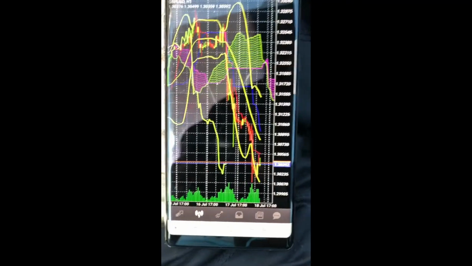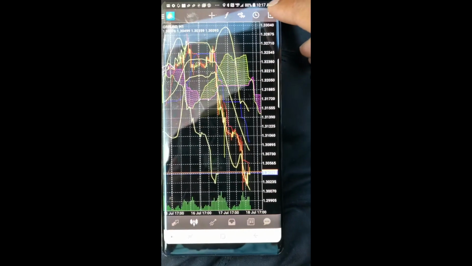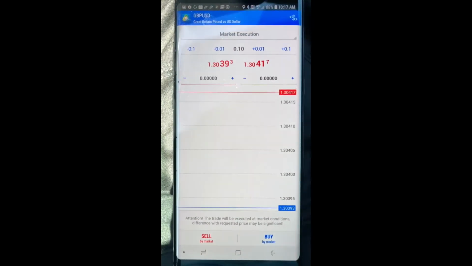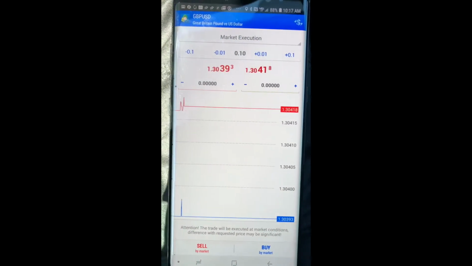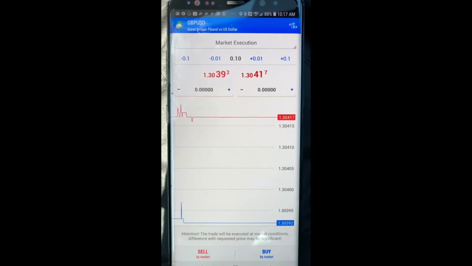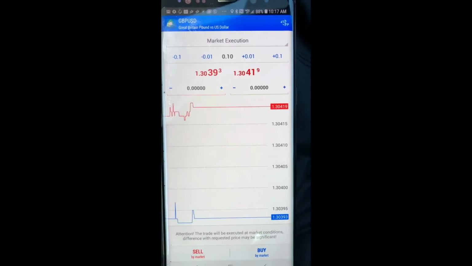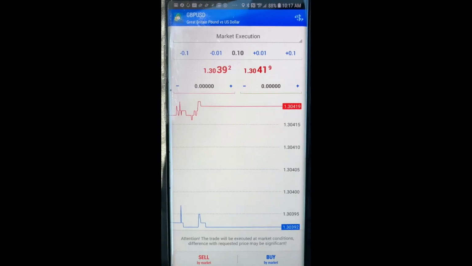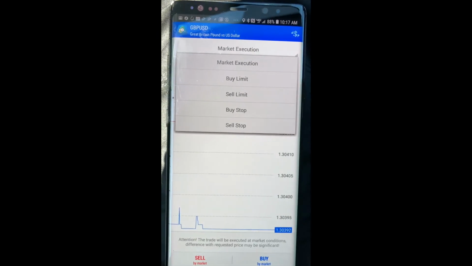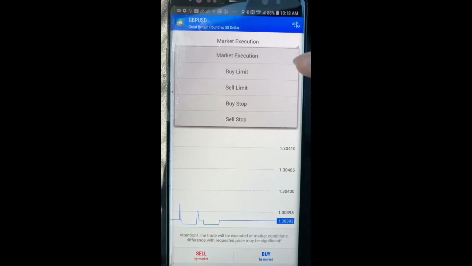So here we got my Android device. I'm in the MetaTrader 4 app. I'm going to hit the new order button right here at the top on the right hand side. And when you get to the order screen, by default you're going to be set up to make a market execution trade. That means that the trade is going to go through as soon as you hit the buy or sell button. Now you access your pending orders by simply tapping here on market execution and selecting one of the pending orders that you want to place.